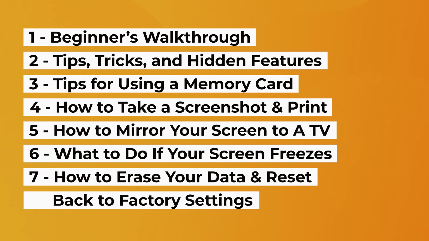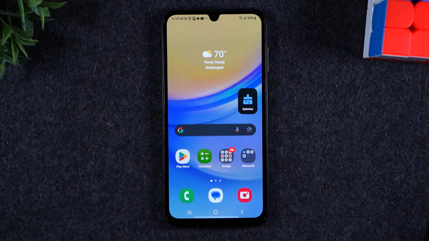From there, we'll transition into how to take a screenshot and how to print from your phone. After that, we'll go over how to play videos from your phone to the TV. Then we'll go into how to troubleshoot the phone, what to do if the screen is freezing or not responsive. And then we'll end the video with how to factory reset it, how to erase all your data off the phone when it's time to move on to a new device. So that's a rundown of what we'll cover in the video.